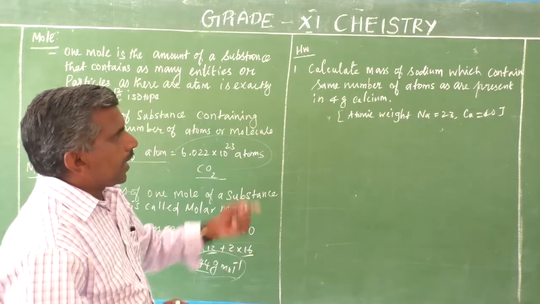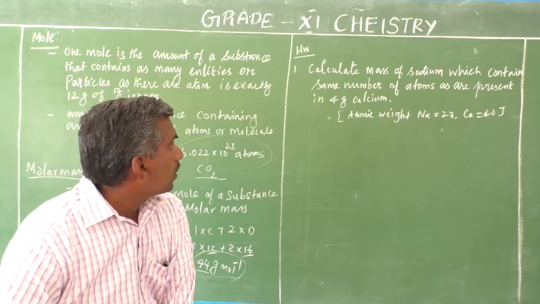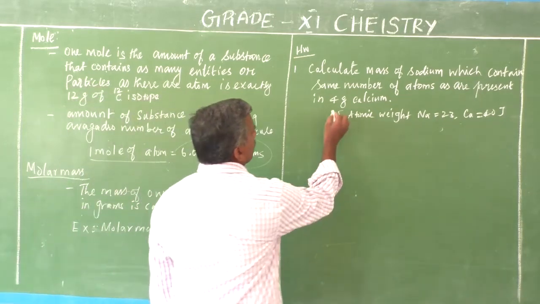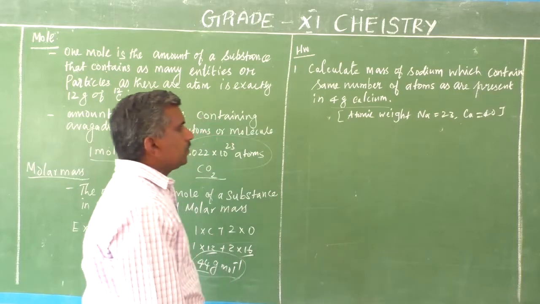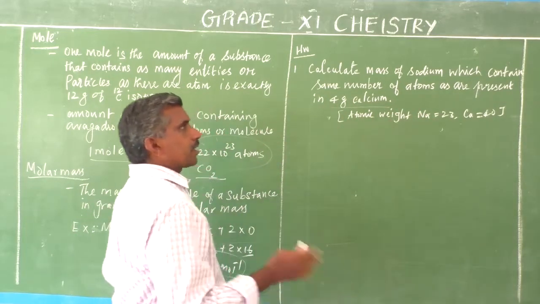This is the homework: calculate the mass of sodium which contains the same number of atoms as present in 4 gram of calcium. So 4 gram of calcium is given, and you have to find the mass of sodium.